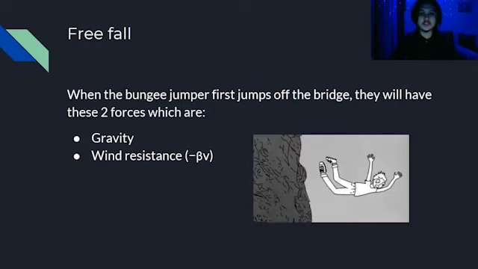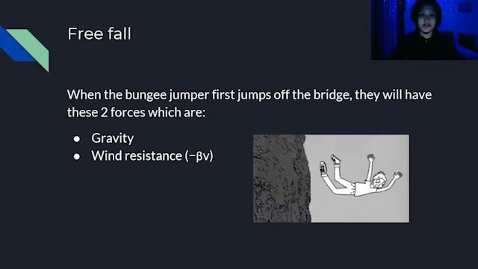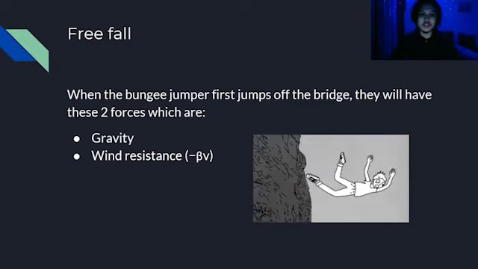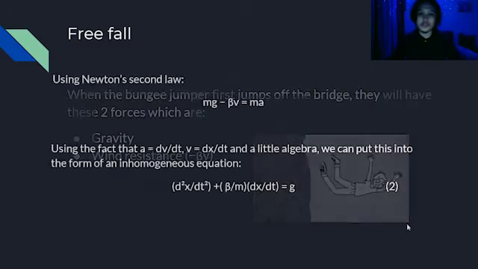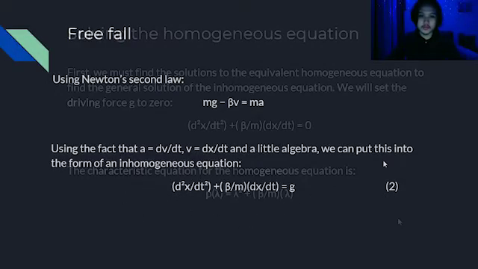The force of gravity is positive because we define the positive x direction as going down, and the wind resistance is negative beta v because the force of wind resistance is always in the opposite direction of the velocity. By using Newton's second law, mg minus beta v equals ma, and using the fact that a equals dv over dt and v equals dx over dt, and a little algebra, we can put this into the form of an inhomogeneous equation, which is shown here.